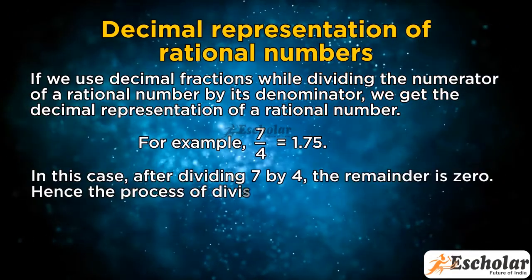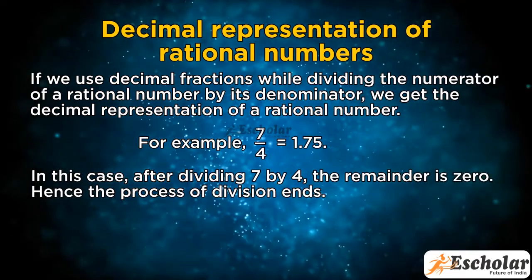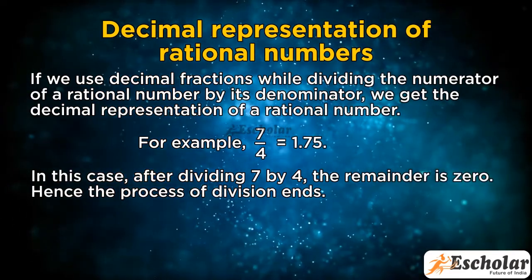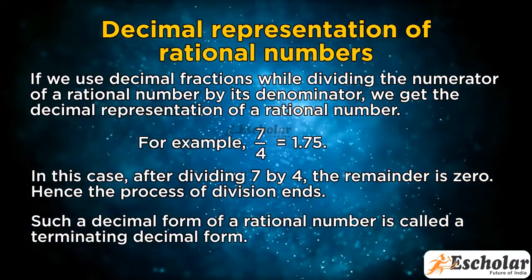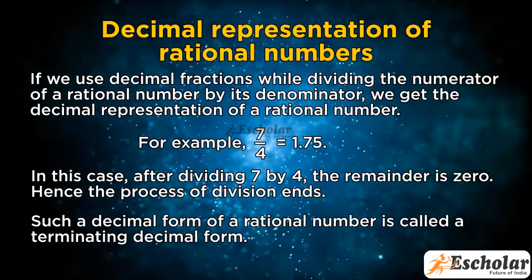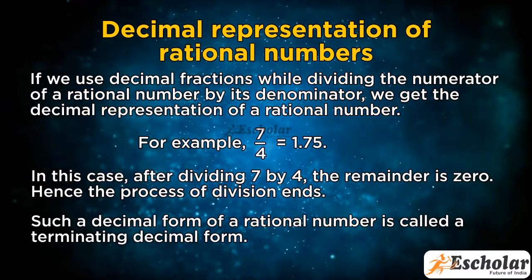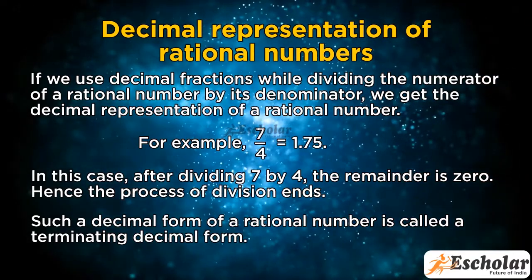In this case, after dividing 7 by 4, the remainder is 0. Hence, the process of division ends. Such a decimal form of a rational number is called a terminating decimal form. We know that every rational number can be written in a non-terminating recurring decimal form.